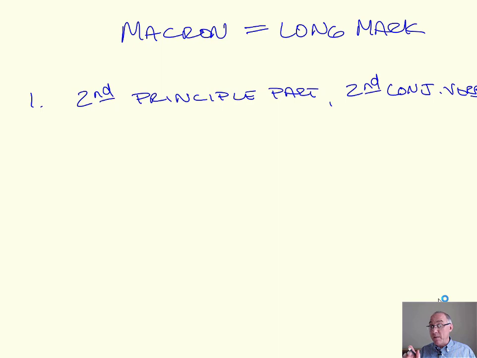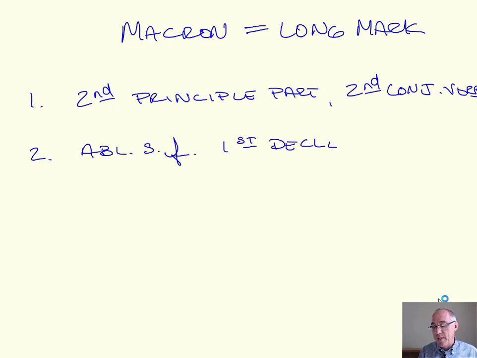The second one you haven't hit yet, but I'll write it down just for consistency and we'll come back to it. In the ablative singular feminine of a first declension noun. Right. No, we haven't gotten there. Don't worry about it. We have gotten to the second principal part of the second conjugation verb. I know very well that Wheelock uses other long marks, uses macrons throughout.